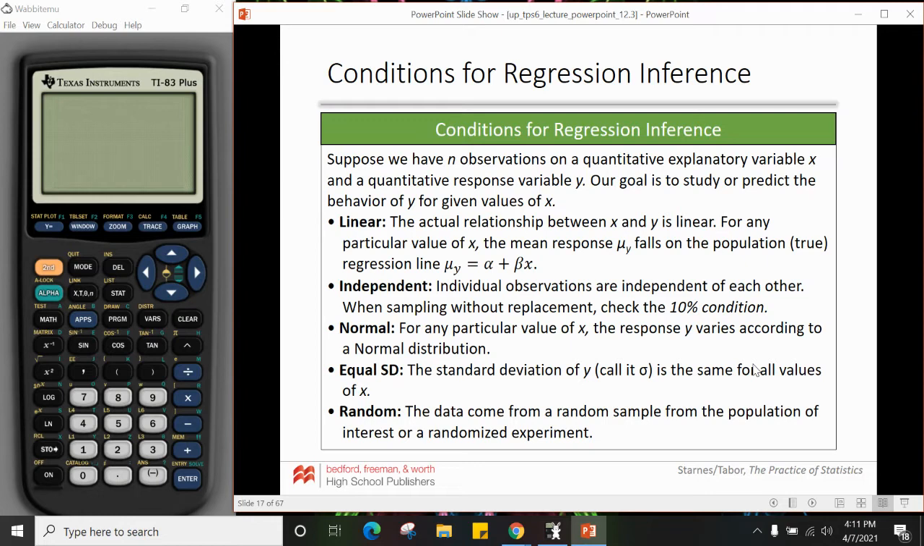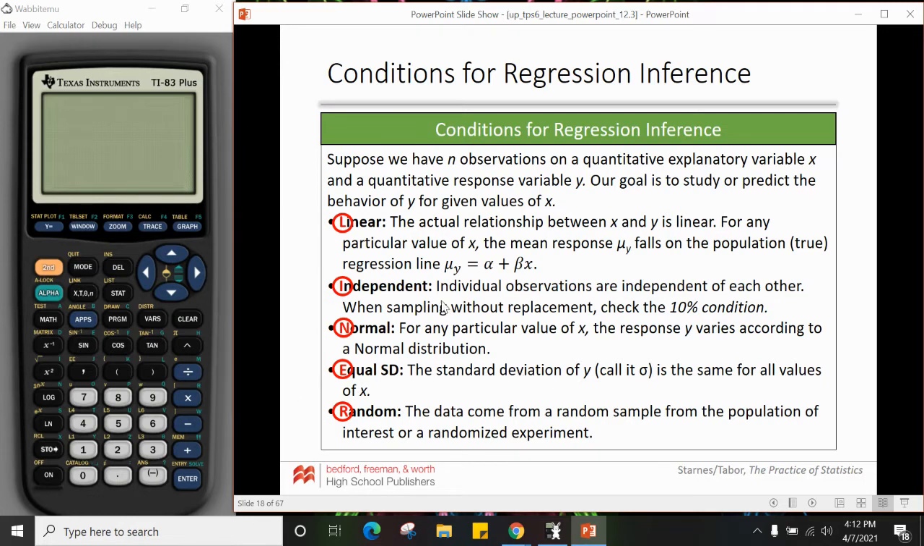Independent: individual observations are independent from each other. When sampling without replacement, check the 10% condition. So that's what we've been checking a lot before. Normal: for any particular value of x, the response y varies according to a normal distribution. We'll look at that, very similar to what we did in chapter 11 actually as well. A slightly new one is equal standard deviation. The standard deviation of y is the same for all values of x. So the variability doesn't change depending on your x, which is important. And then random: the data comes from a random sample from the population of interest or a random experiment.